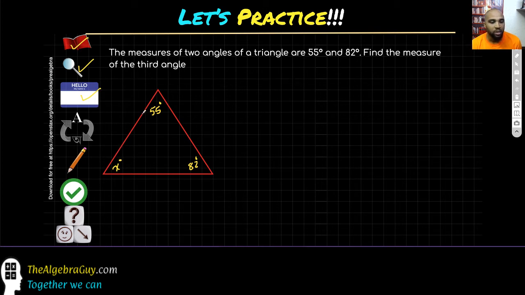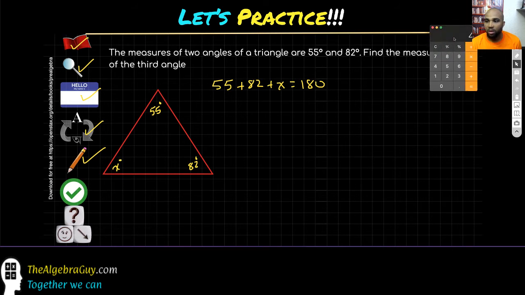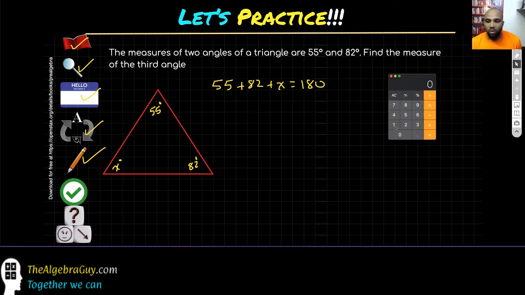So let's translate this into an equation that we can answer. So we know that three angles add up to 180. 55 plus 82 plus x is going to equal 180. Now all I got to do is do the work. So got that. Now let's go ahead and solve it. Take out my calculator, and we'll do 180 minus 55 minus 82, and that gives us 43.